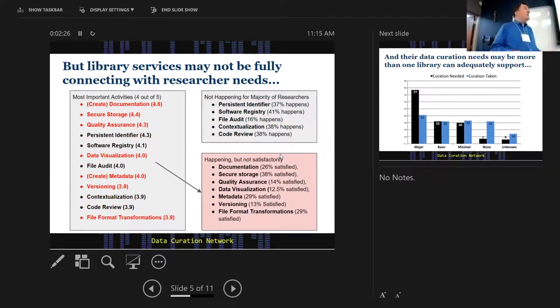And what really stood out to me as a librarian is documentation and metadata are things that they're doing or they're endeavoring to do, but they're not terribly happy with the outcomes of the results, which to me indicates we have some opportunity here to provide some targeted services to really make these things happen.